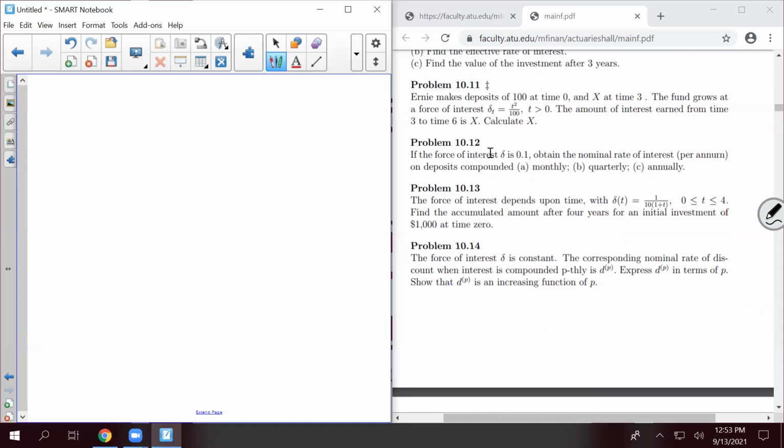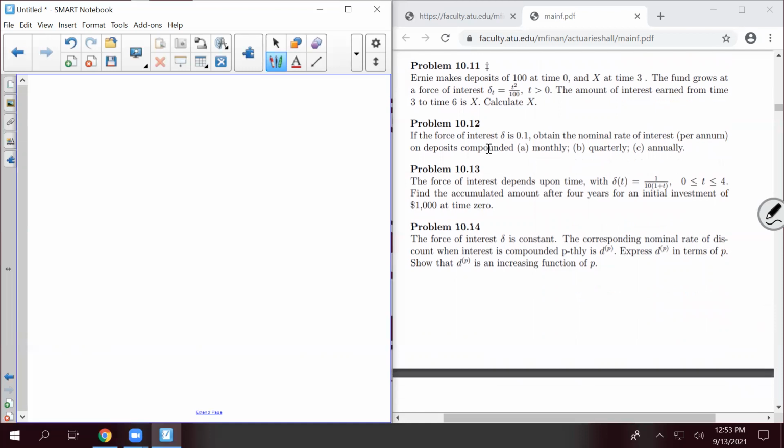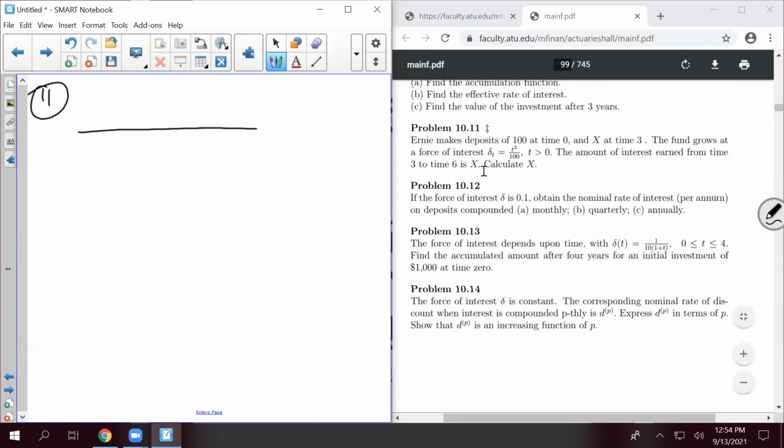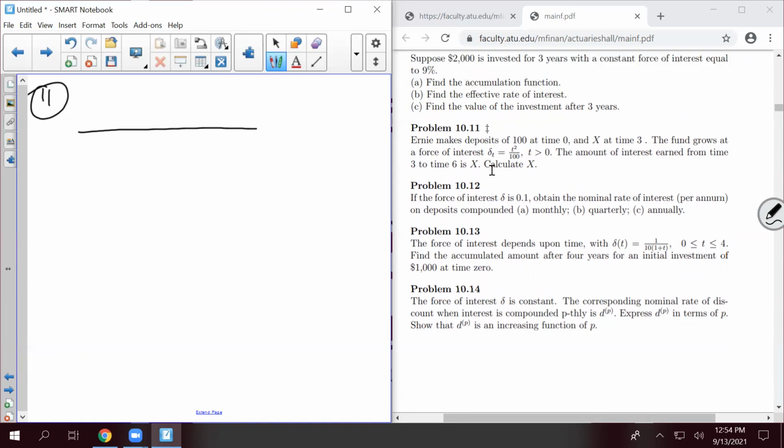Okay, so let's look at this. Ernie makes a deposit of 100 at time 0, so number 11, and X at time 3. The fund grows at a force of interest of this much. The interest earned from time 3 to 6 is X. Calculate X. Okay, I'm not sure if it was exactly this problem or a slight variation of it. I think it was a slight variation that I saw on the SOA, but that's okay.